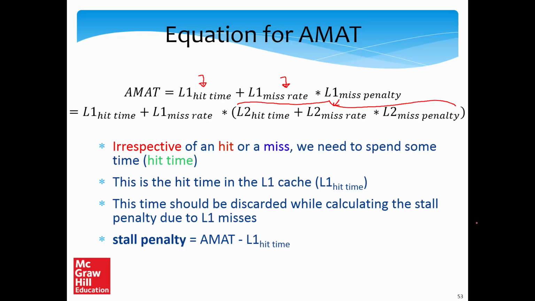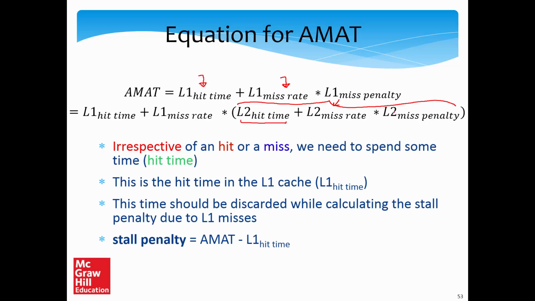For every L2 access, we have an L2 hit time, because irrespective of a hit or miss, we will take some time to figure out whether it's a hit or miss. So this is the L2 hit time. Plus, some of these accesses will again miss in L2, so it'll be the L2 miss rate. And similar to an L1 miss penalty, we'll have an L2 miss penalty, which is the number of cycles it takes to go down the memory hierarchy and fetch a value.